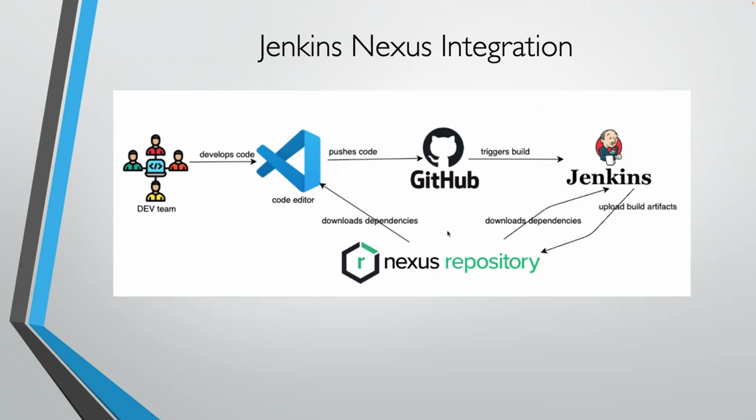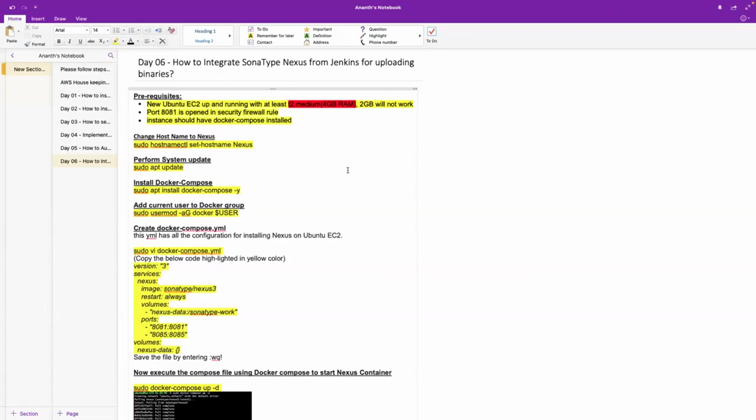All right. So now let's see that in action. I'm going to show you how we can set up Sonatype Nexus and then how we can integrate from our Jenkins build job. For that, we have to first configure Nexus. So let's quickly go through the prerequisites.